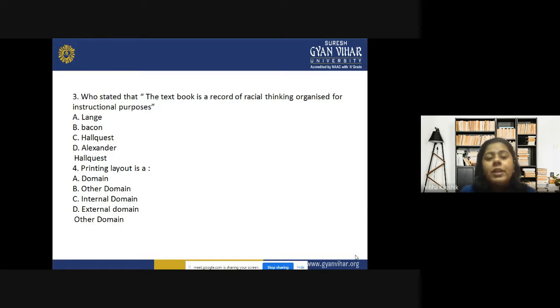Now, who stated that? Who has given the definition? The textbook is a record of racial thinking organized for instructional purpose. It means a textbook is a record, the information it contains, of racial thinking organized for instructional purposes. The purpose of a textbook is that we are able to achieve the instructional objectives.